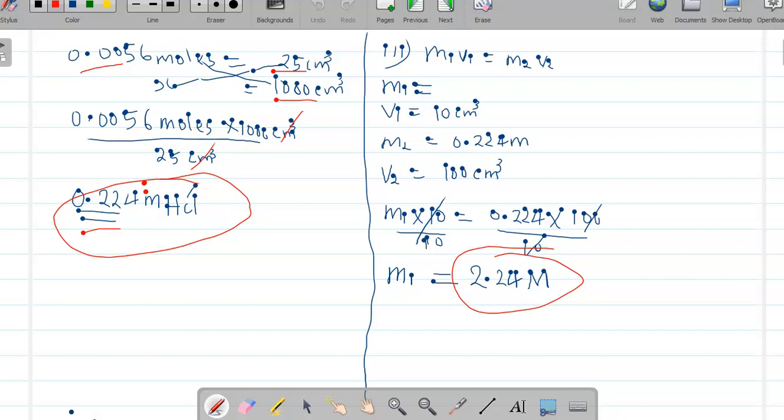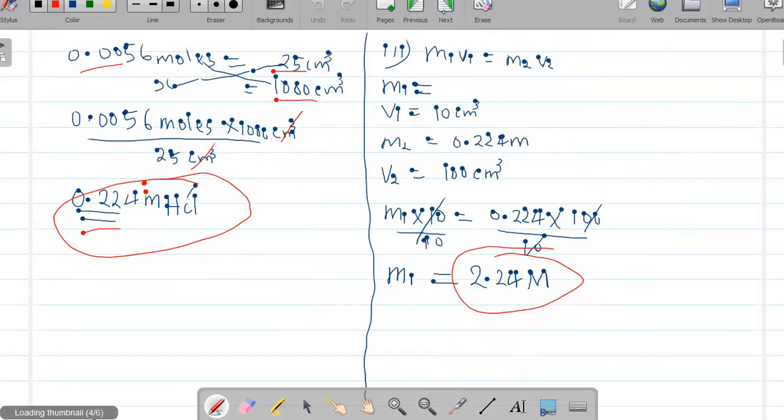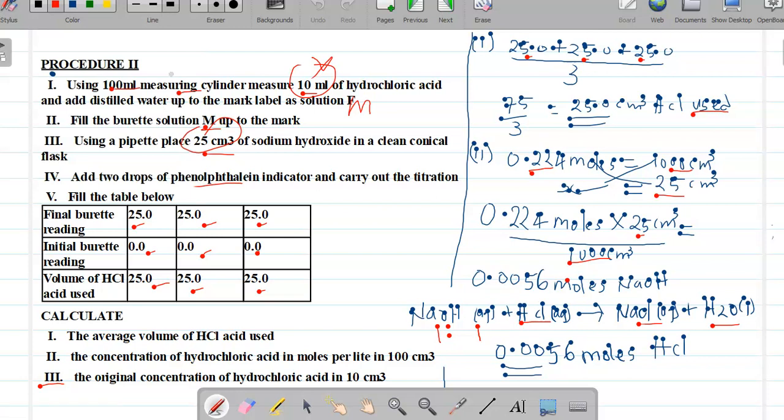Then we have another question. The last question, Roman 3, is asking the original concentration of the hydrochloric acid in 10 centimeter cubed. To calculate the original concentration, you use this formula: molarity 1, volume 1 is equal to molarity 2, volume 2. Molarity 1 we don't know; that's what we are looking for. Volume 1 is 10, because the original volume of the acid when we were pipetting was 10 centimeter cubed.